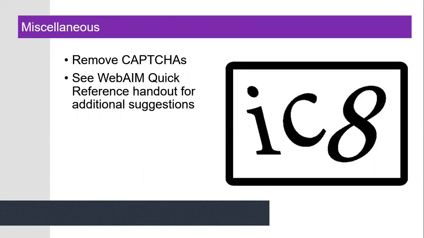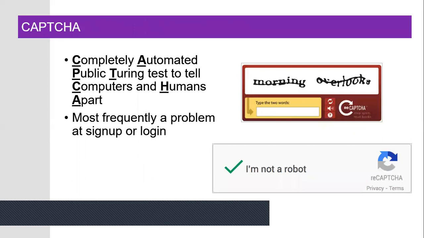A final suggestion before we look at resources for creating accessible content: remove any captchas you have associated with your website. Captchas present a huge accessibility challenge because they present an image that can't be perceived by assistive technology. It's difficult for users with low vision to see, and some users with cognitive disabilities to understand.